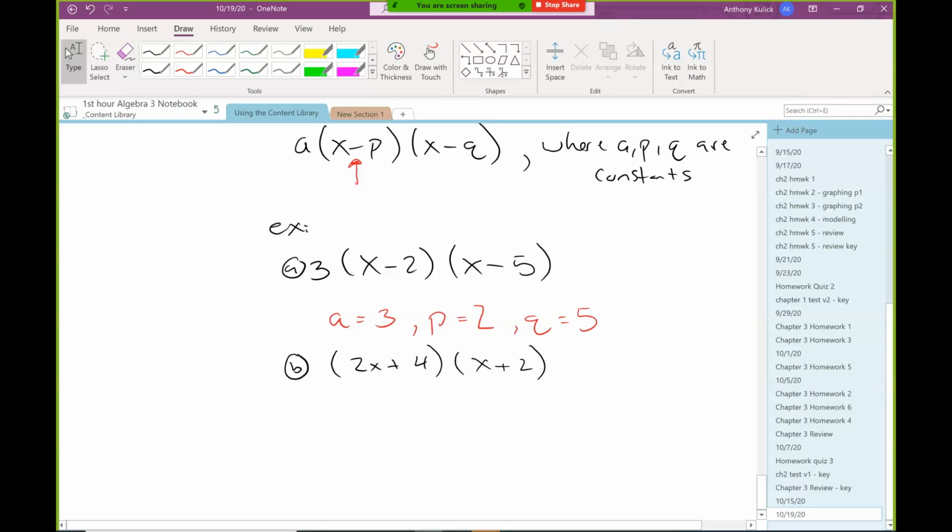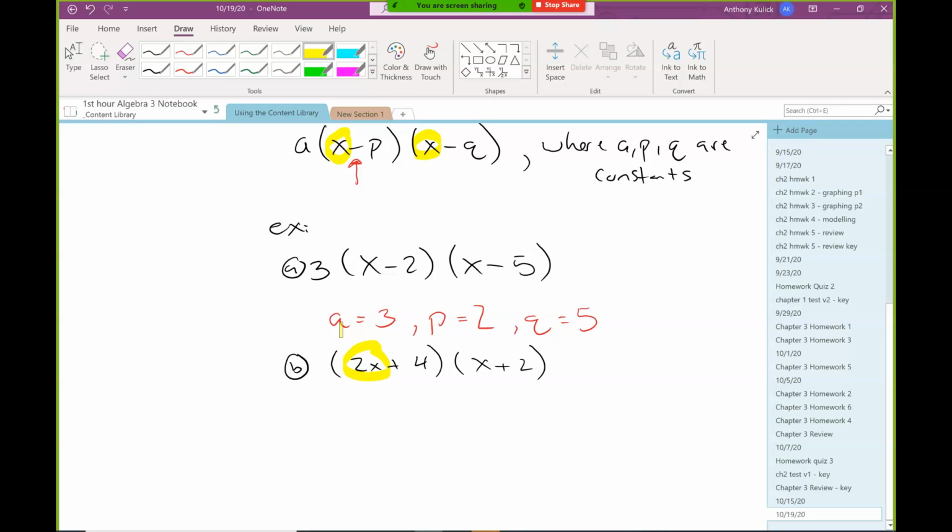Is this in factored form? Not quite, right? What's wrong with it? If I look at the general form, I have to have x's with no coefficients on them. Here, one of my x's has a coefficient on it. Do you guys see that? Is there a way that we can fix that?